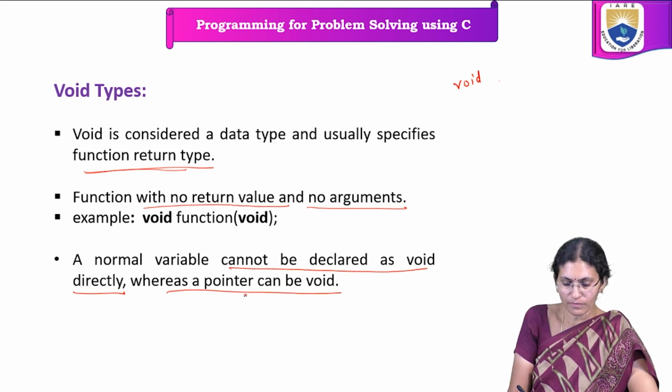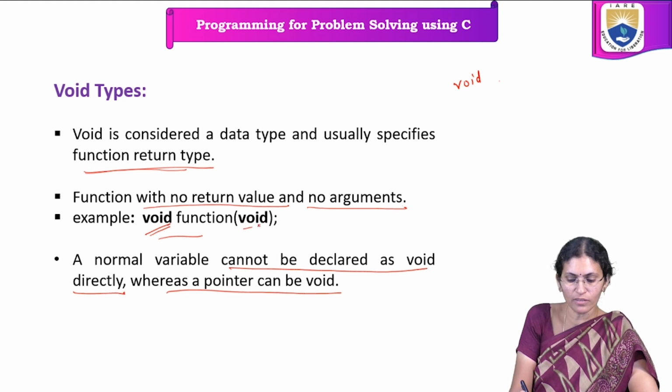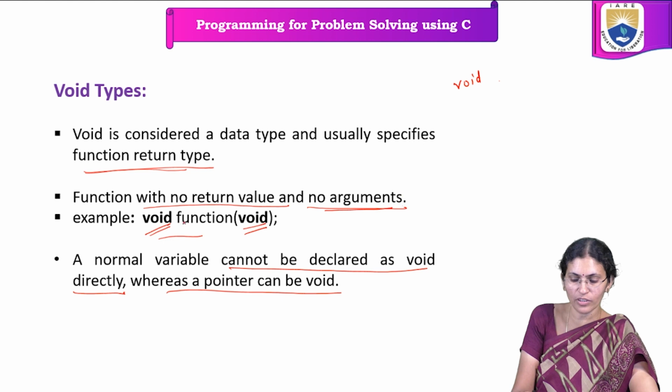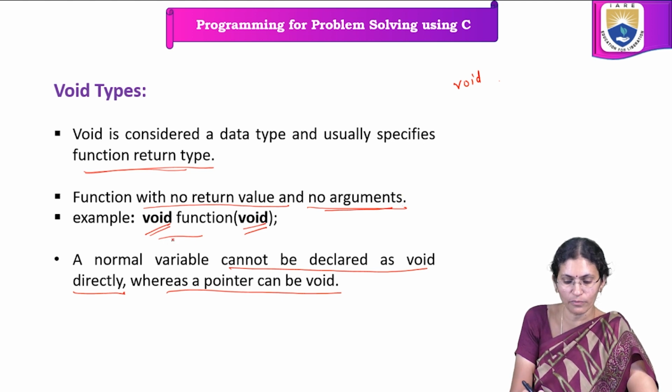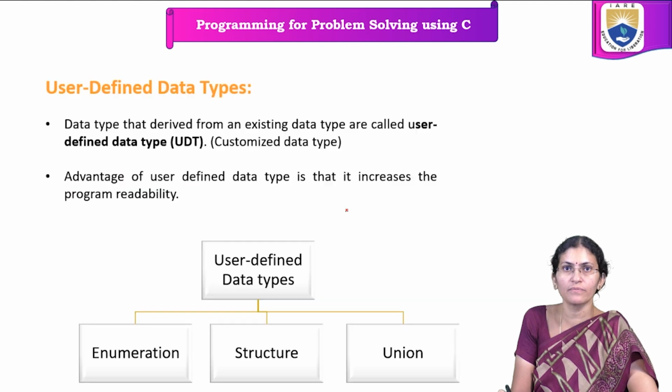So for example, a function with no return value and no arguments. For example, void function. This is the return type of the function and this one is the argument. So for the function which has no return value and no argument, we use the void type.